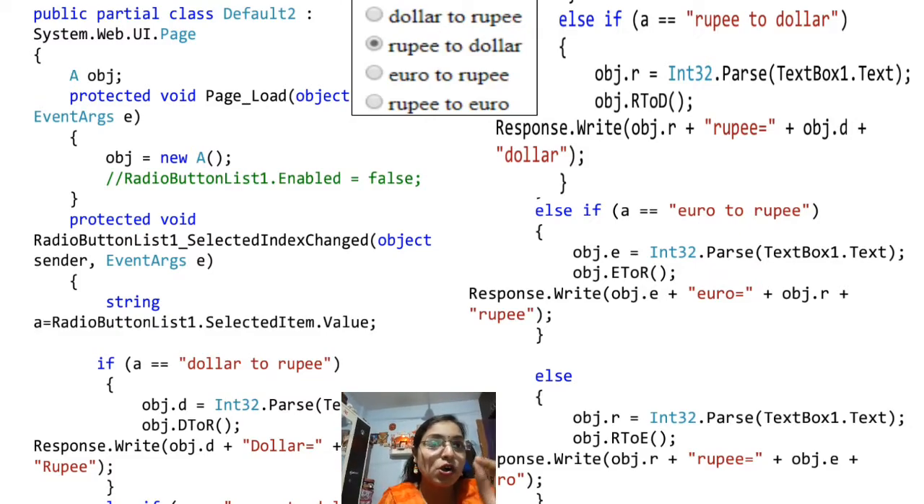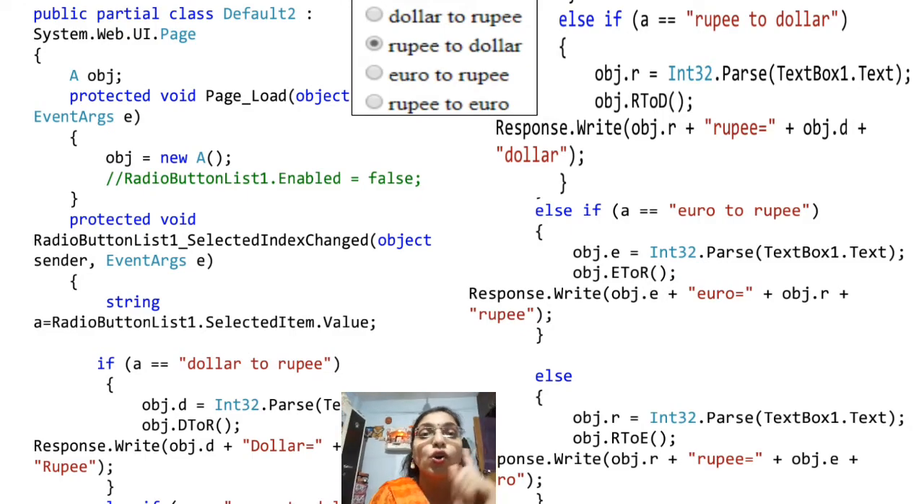So obj.d plus dollar equal to, this is the text which I want. If you want, you can take the symbol, but as you all know, the dollar symbol is always present before the value, so according to that you have to write the Response.Write statement. But in this case I have used the simple concept, that is $5 equal to 300 rupees. Like that I did the calculation. For the same I have written Response.Write.